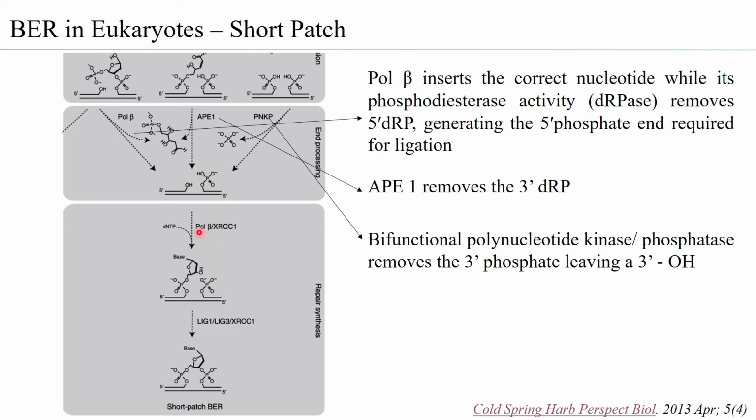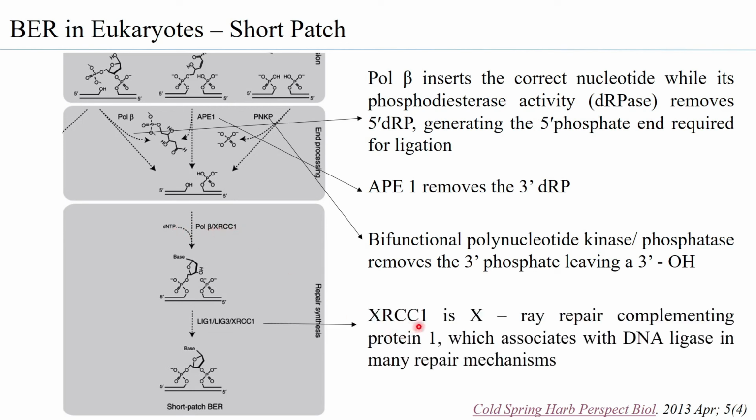What happens next? The DNA polymerase beta is able to associate with XRCC1. This XRCC1 is the X-ray repair complementing protein 1, and it is involved in several DNA repair mechanisms. The Pol beta adds the nucleotide. So you can see it adds a nucleotide based on what is present in the template. So it will add the correct nucleotide. And then after adding the correct nucleotide, DNA ligase 1 or DNA ligase 3 with XRCC1 comes and seals.